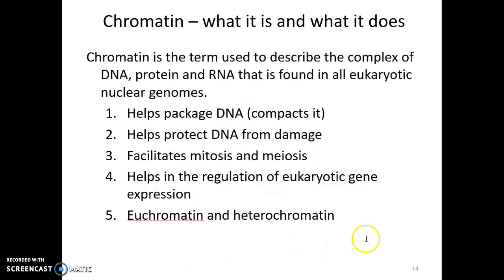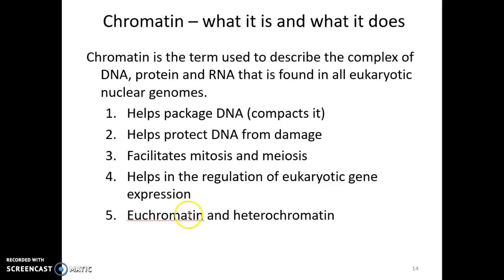So what is chromatin and what does it do? It's a term that is used to describe the complex of DNA, protein, and RNA that is found in all eukaryotic nuclear genomes. And what it accomplishes is shown here in 1 through 5. It helps to package DNA, it helps to compact it, I just mentioned that. It helps to protect DNA from damage, for example, from oxidative stress or even physical damage. It facilitates the processes of mitosis and meiosis, both of which require genome duplication. It helps in the regulation of eukaryotic gene expression.